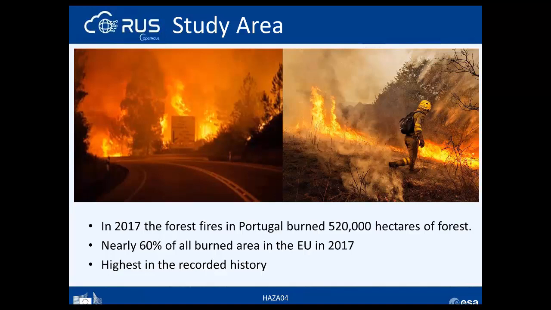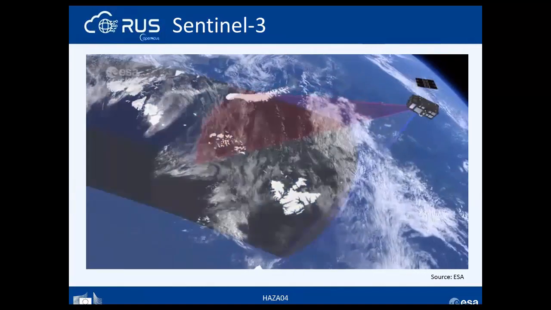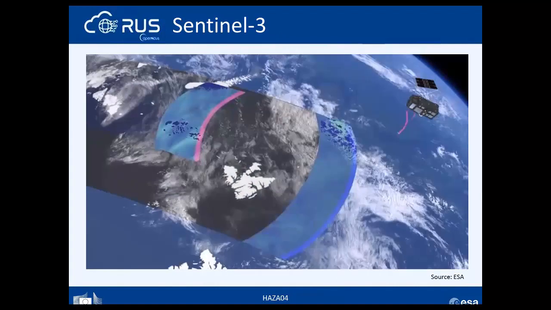So this gives us a good reason why we need to be able to detect active fires in remote areas as soon as possible, and satellites are giving us a very good tool to do this. So how can we actually achieve this? We can use the sensor available on Sentinel-3.